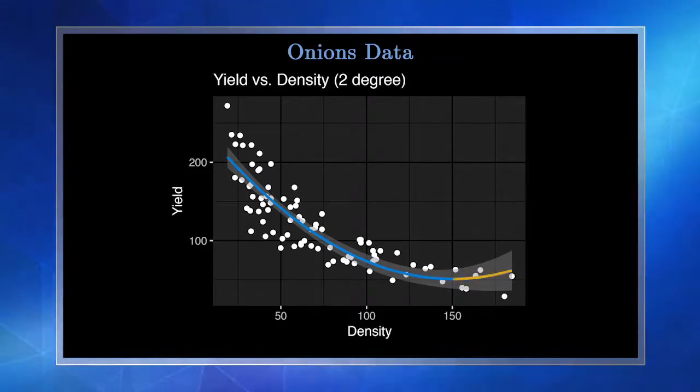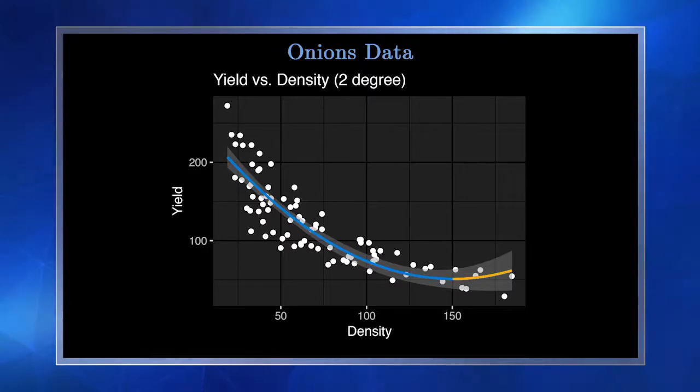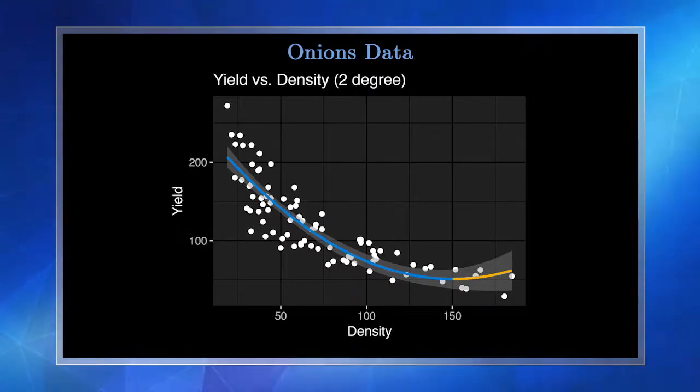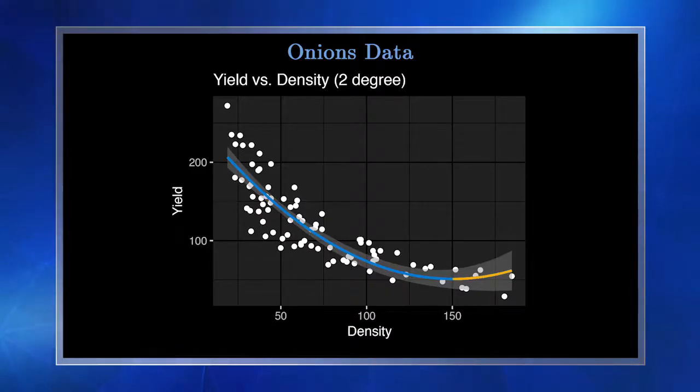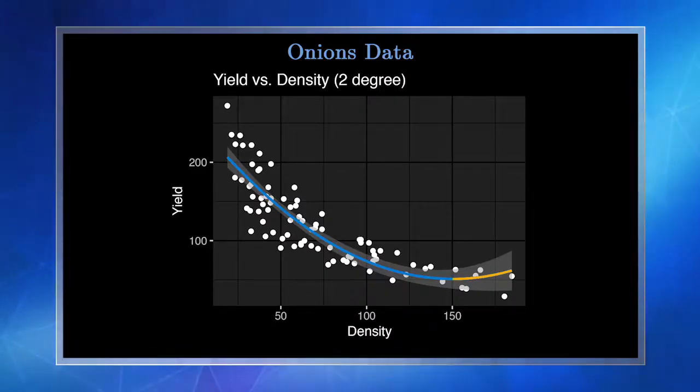Notice that that second-degree fit is starting to curve upwards, meaning that if we just keep increasing density past some point, the yield is going to start to come back, and that's probably not true. So this wouldn't be a good fit for our data.